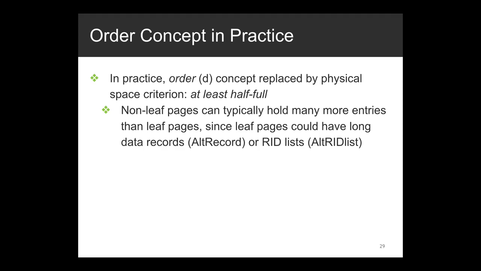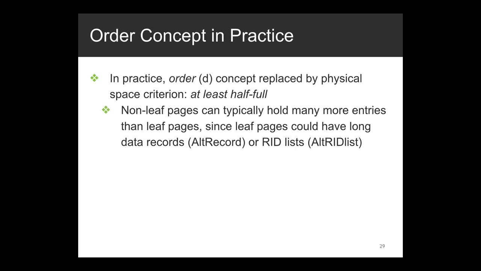If you're doing Alt record, the data record could be very large, which means in a leaf page you can only pack so many data entries. Maybe a couple of dozen. But on the non-leaf page, you could pack maybe 10 dozen entries. In this case, instead of having the same notion of order for the leaf and the non-leaf, you replace it by just counting the raw number of bytes on the page that are occupied. Same thing for Alt RID list.